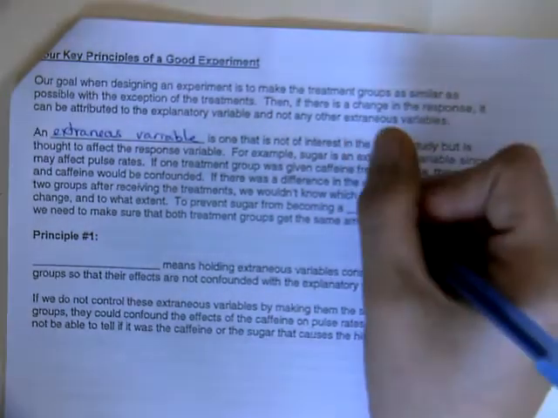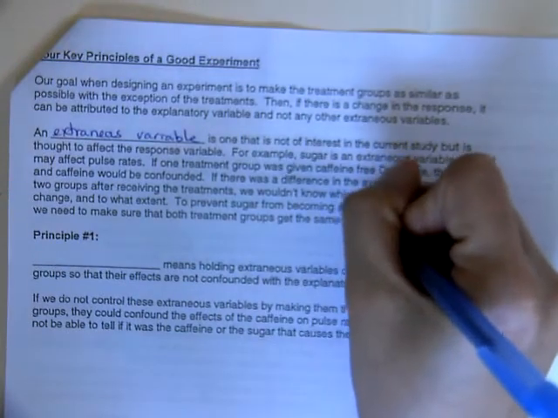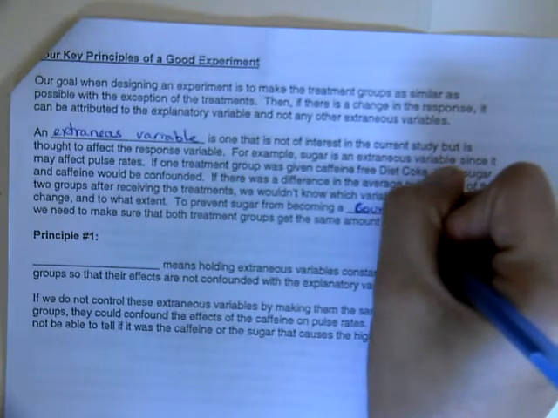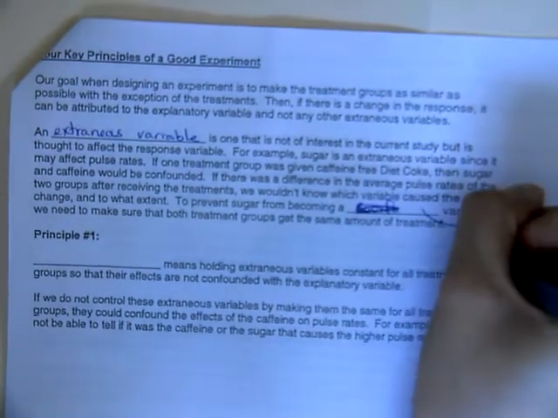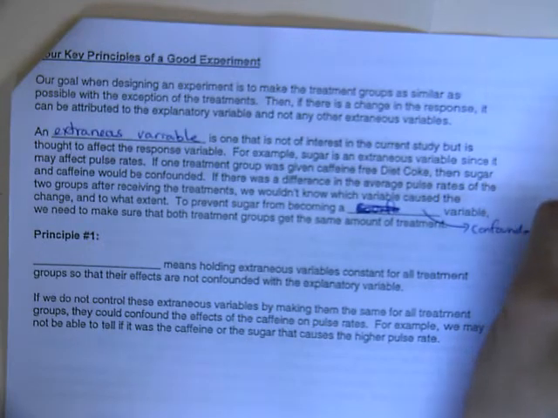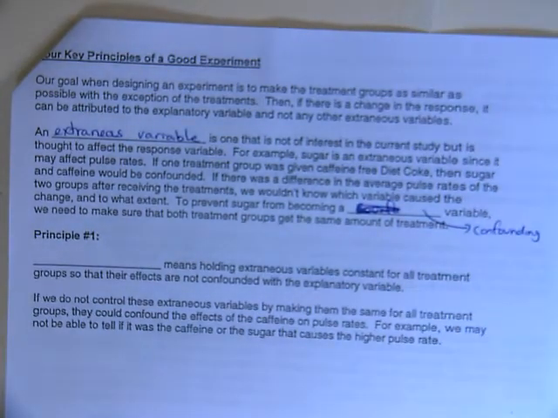To prevent sugar from becoming a confounding variable, we need to make sure both treatment groups get the same amount of the sugar. So confounding variable and extraneous variable are pretty much the same vocab. We just use them kind of interchangeably. So we need to be careful about that.